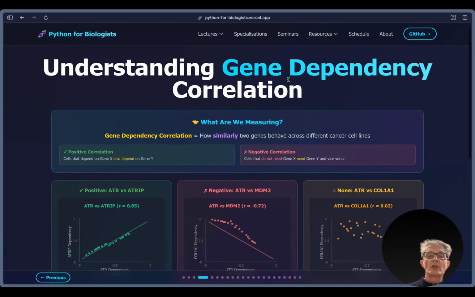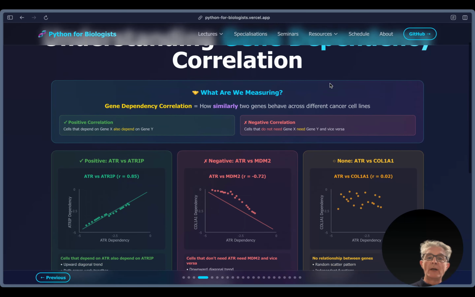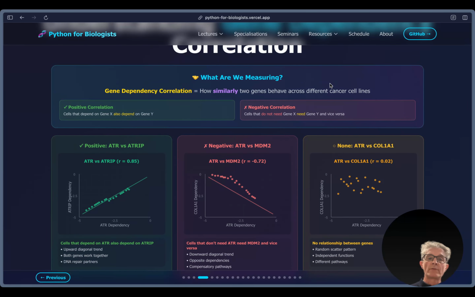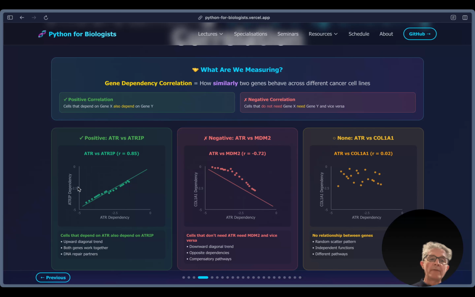These types of gene dependency correlations are a really powerful source of information from the DepMap data. For each gene, we have data for hundreds of different cell lines that tell us how important that gene is in that cell line. So if we plot two genes on a scatter plot, we can align the cell lines. Each dot is a cell line, and let's say this is HeLa cells. They are very sensitive to ATRP, and they're also very sensitive to ATR. And that will immediately tell us whether there's a pattern or not.